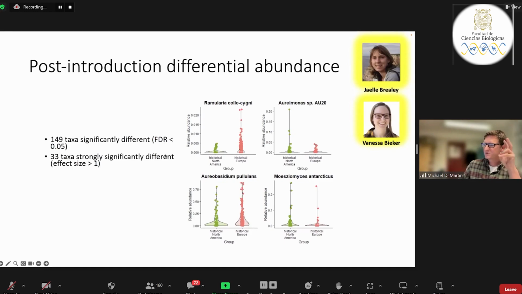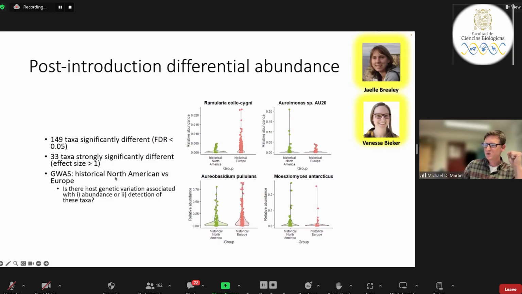And when we do those two comparisons, we found like 150 significantly different microbes. And then we focused on the 33 that were strongly significantly different. And here you can see an example of this Ramularia microbe, which was kind of lower frequency in historical North America and then became higher frequency in historical Europe. That's interesting. Why did that happen? Well, that's what we wanted to do next.